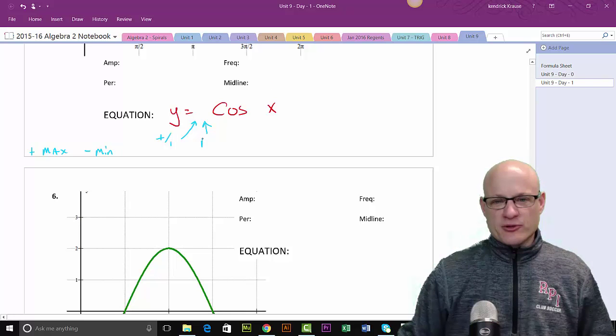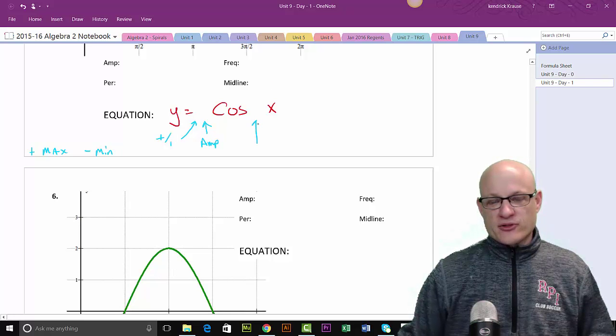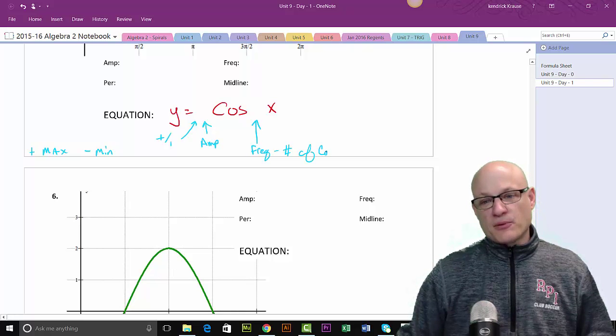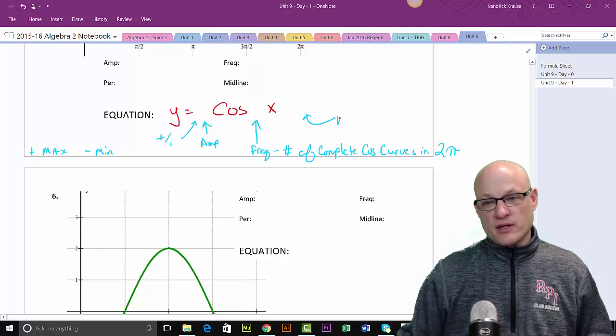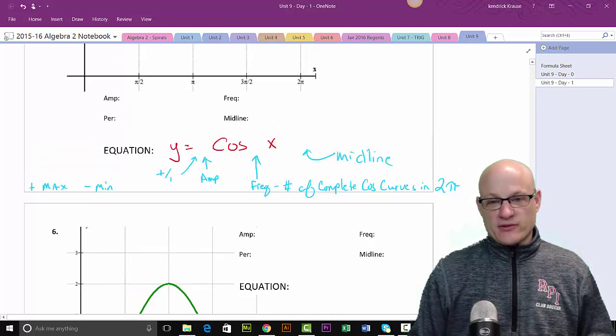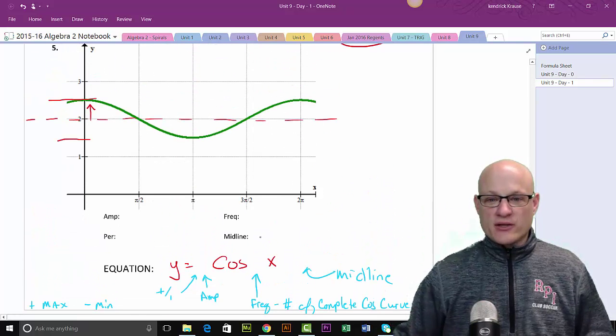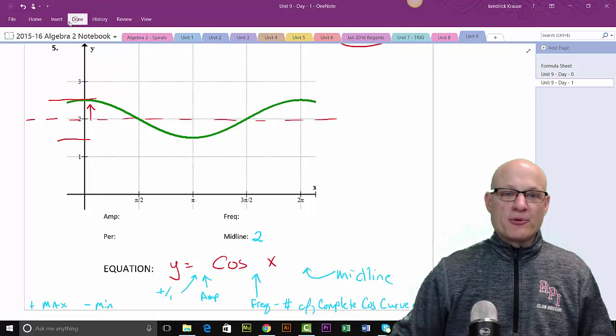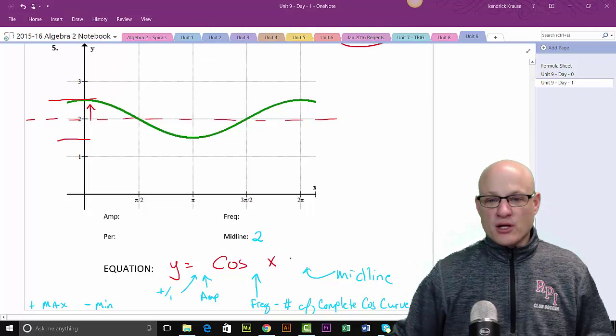Then you have to determine what the amplitude is. Then you have to determine what the frequency is. Remember, the frequency is the number of complete cosine curves in 2 pi. And then finally we have to come up with a midline. Well, the midline's easy in this case. We just drew it. The midline is 2. So I know I'm going to put a plus 2 at the end of this puppy.